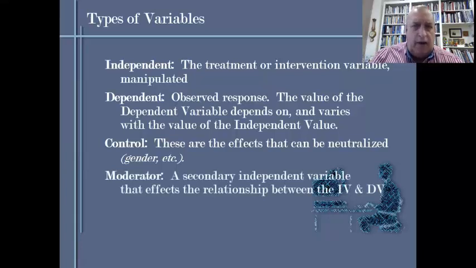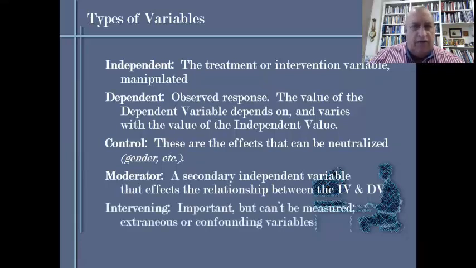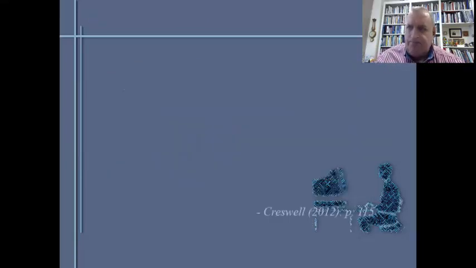Then we have a moderator variable. This is a secondary independent variable that affects the relationship between the independent variable and the dependent variable. We will look at those types of variables later on as we discuss path analysis. And then finally, there are the intervening variables. These are variables that are there, but we can't measure them. That's sort of the unknown variable that causes impact. Again, we're going to come back to that type of variable when we discuss path analysis.